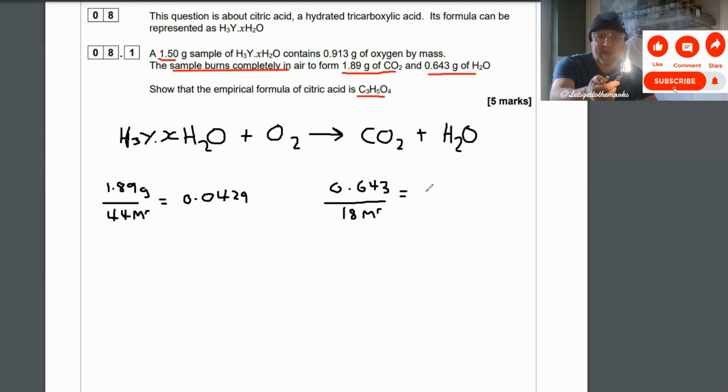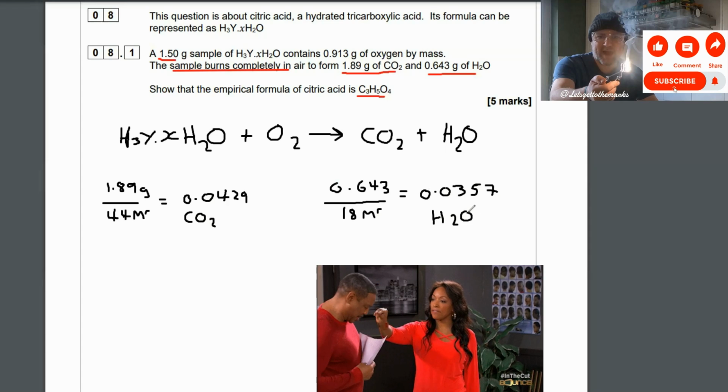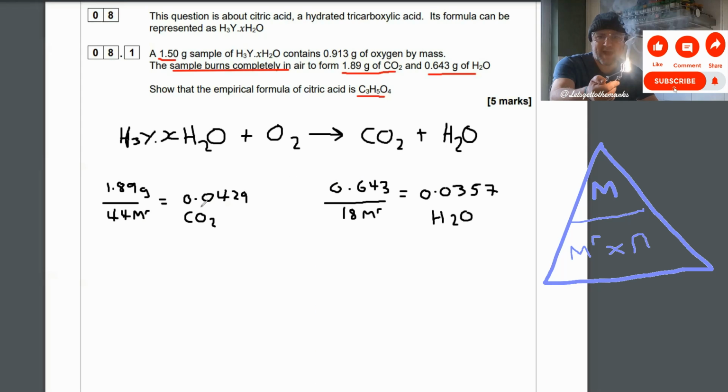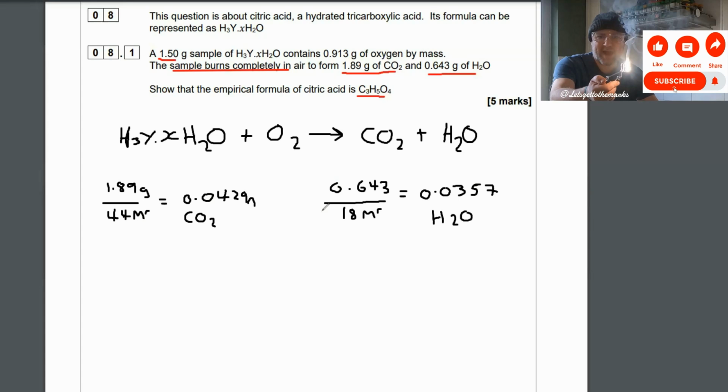And then if we do the 0.643 grams of H2O divided by the MR of H2O, which is 18, we get the number of moles of water. So now if we know the moles of carbon dioxide and the moles of water, we can work out the moles of carbon atoms in H3Y.XH2O and the moles of hydrogen in H3Y.XH2O. And you're going to score 2 marks straight away out of the 5 for working out these moles of carbon dioxide and water.